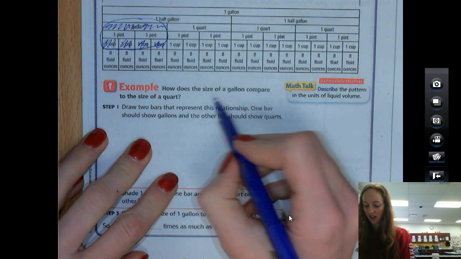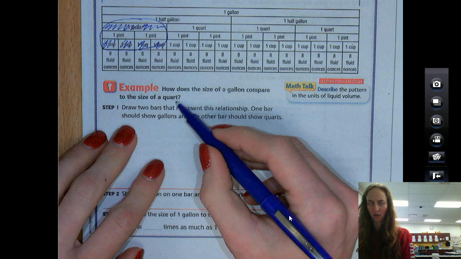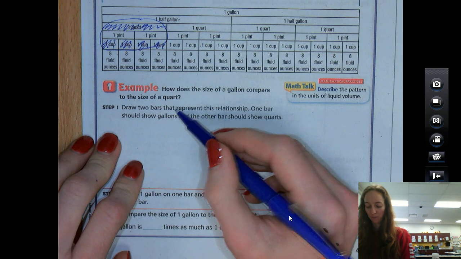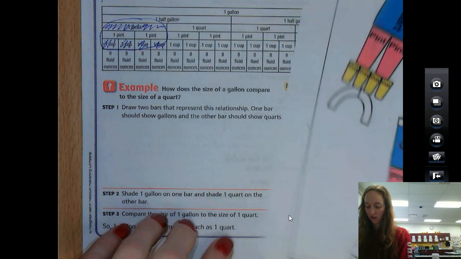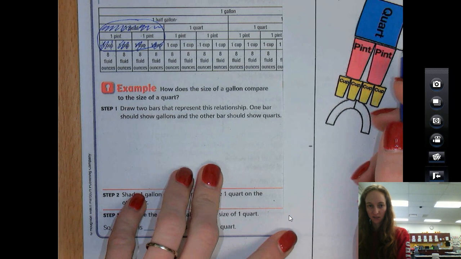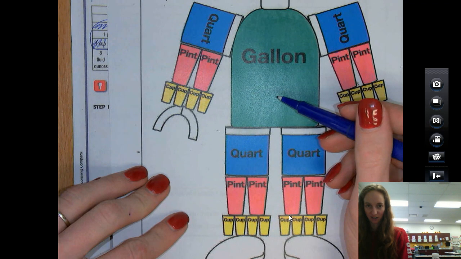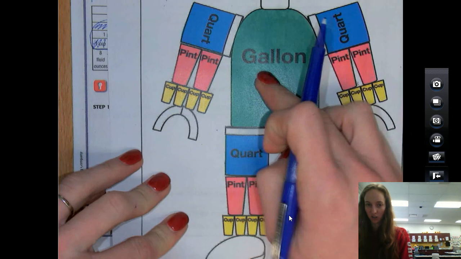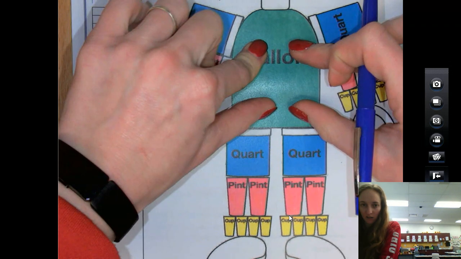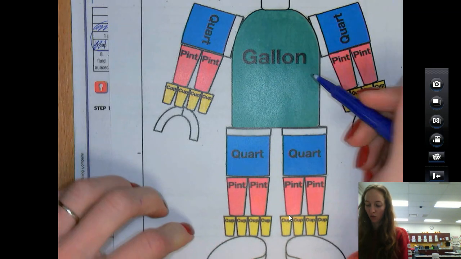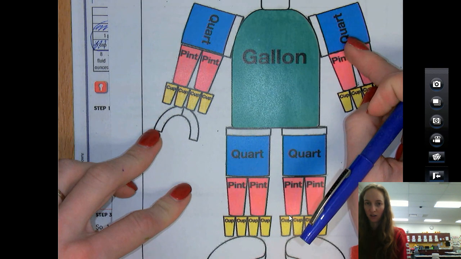How does the size of a gallon compare to the size of a quart? Which one's bigger? A gallon is bigger, right? If you look at Gallon Man, gallon is definitely bigger. How many times bigger is the gallon? How many quarts could you fit in that gallon? Remember, these two go right here. How many quarts can you fit in that gallon? It's 4, right? So the gallon is 4 times bigger than a quart.